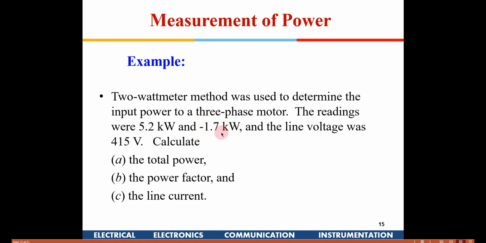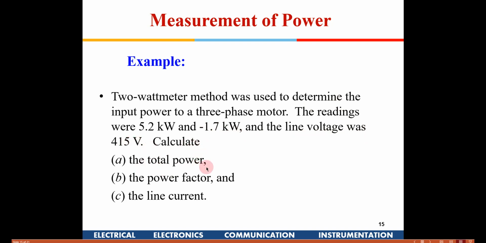Initially, say somebody connected it in the correct sequence. It was reading 0, because it was not registering negative, so he swapped the terminals. Once the terminals are swapped, he would read 1.7, but since he has swapped it, he will note it down as minus 1.7 kilowatt. Okay, so that is how we get minus, and the line voltage is given as 415 volt.